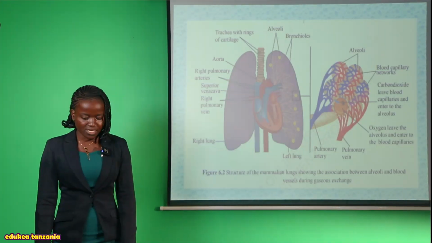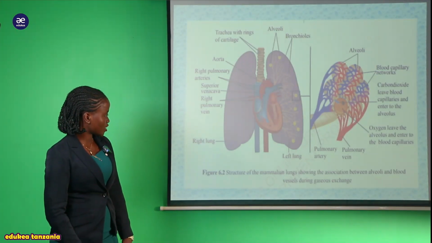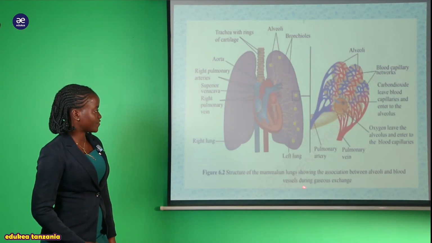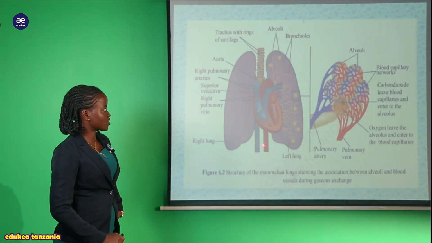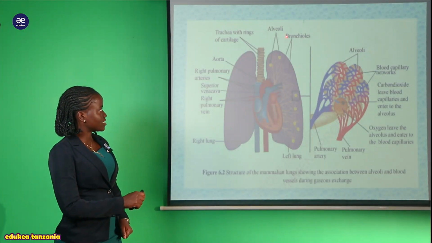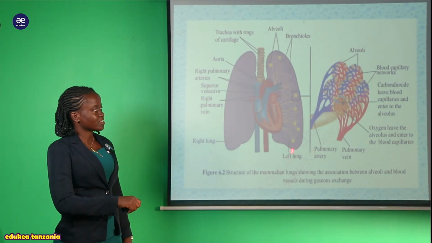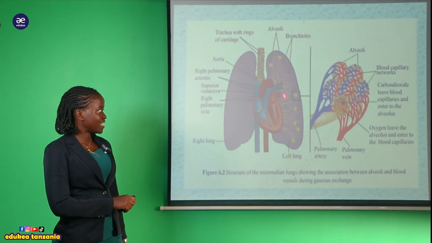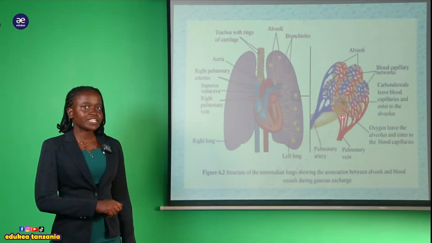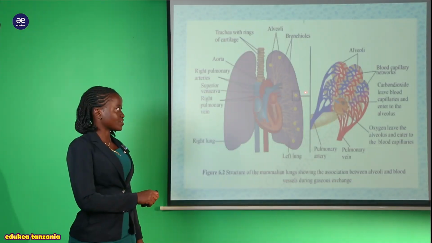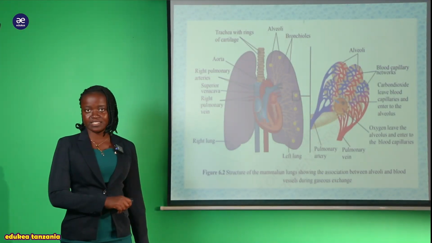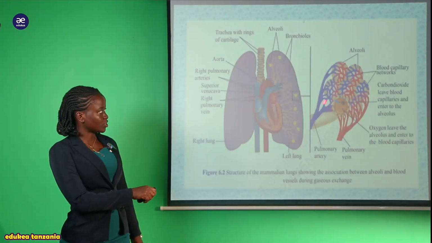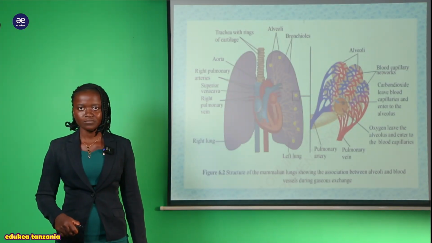But now, my student, let's see this figure which shows the structure of the mammalian lungs associated with the alveoli and the blood vessels during the gaseous exchange. Now you can see, my student, this one is the lungs. Now this structure of the lungs we have already seen. So now this one is the structure of the mammalian lungs, but within it there is a structure which is called the alveolus. Now, at the tip of it there are alveoli. So this alveoli ukikata ndipo ambapo utaiona kwenye huu muundo.